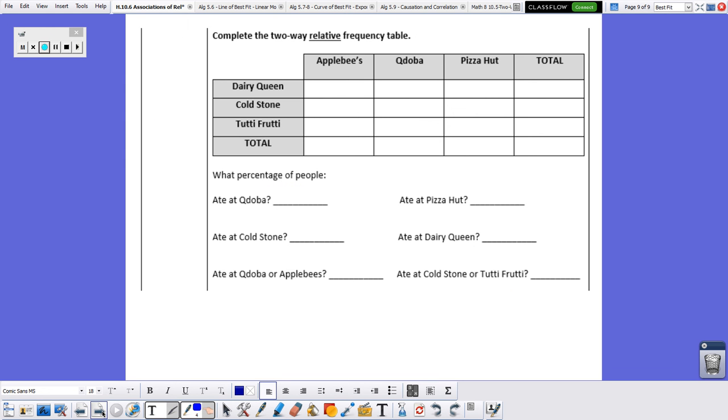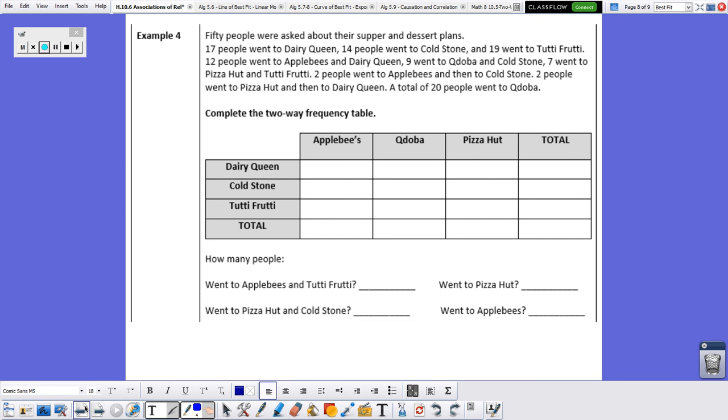For the next one, example 4, we're just going to quickly fill in the two-way frequency table just to get more practice doing that when you have multiple things going on. So in this case, 50 people were asked about their supper and dessert plans. Boom, you already have something. We have a total. That's how many people total were asked about their supper and dessert plans.